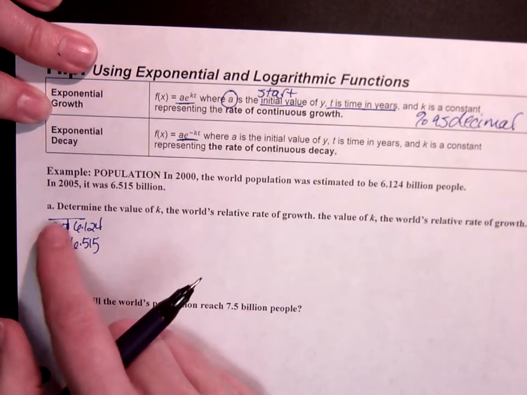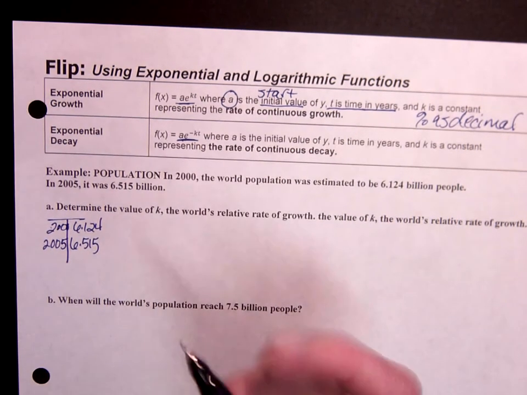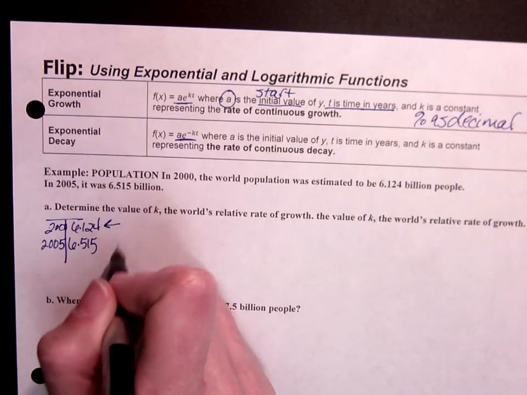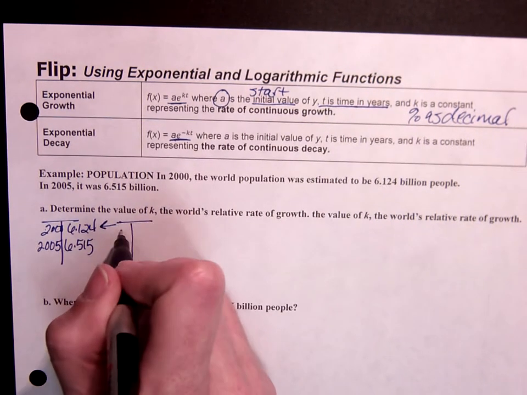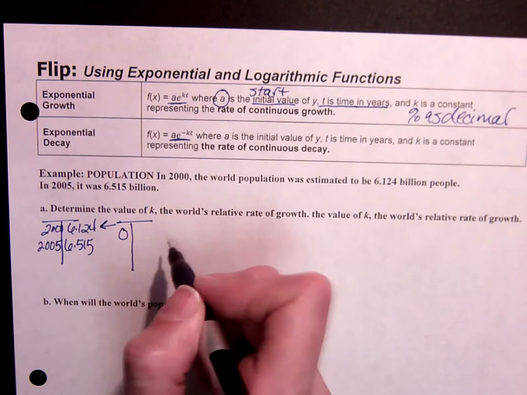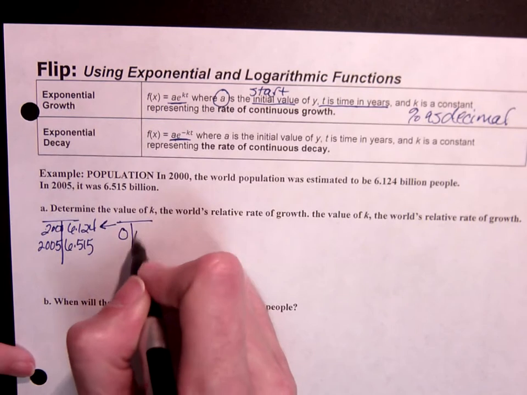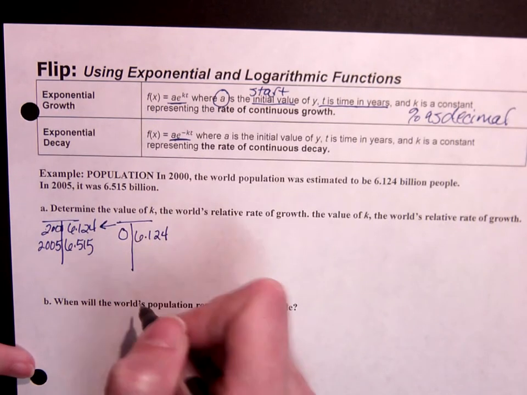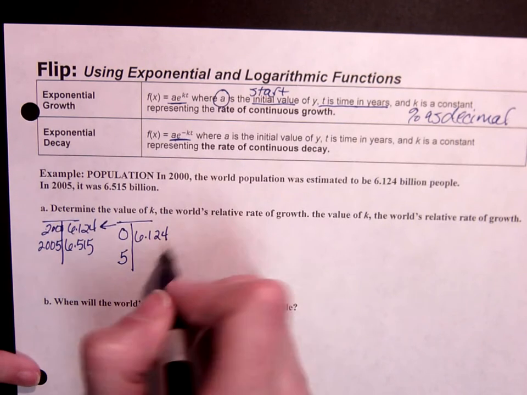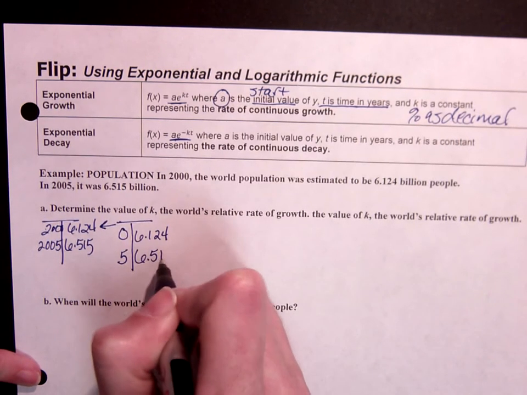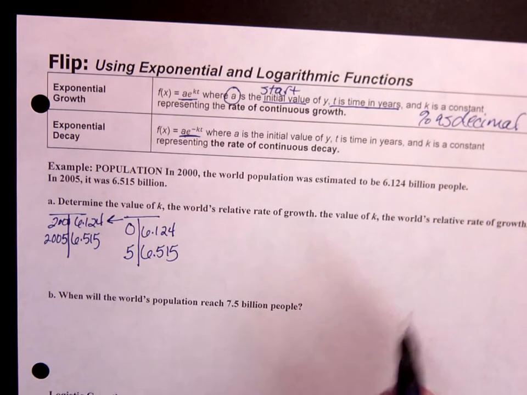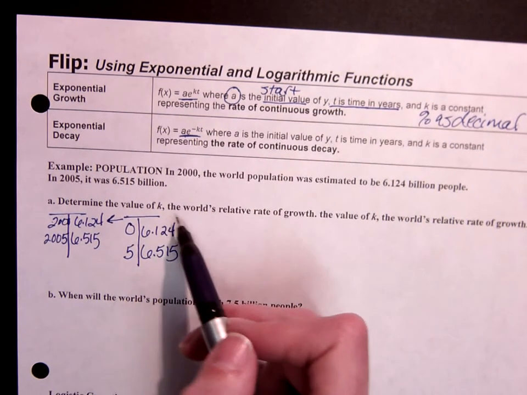But I don't want to mess with these crazy x values. The study started here, so we're going to convert this table and think of it as year 0. When we first started paying attention to whatever phenomena was happening, we were at 6.124. And then in year 5, after following it, 6.515. Okay, and I want to figure out k.